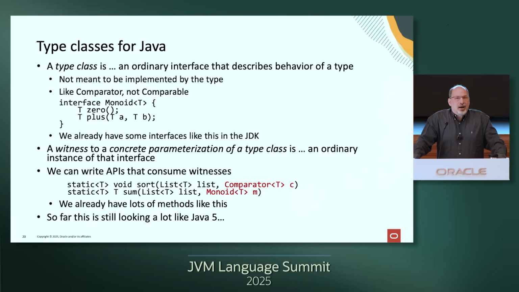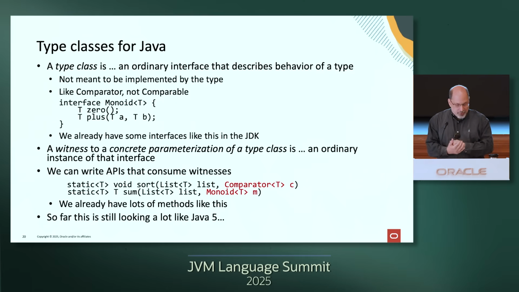So I'm going to say that a type class, in Java, is just an ordinary interface that defines the behavior of a type. So it's probably parameterized by some type. It's not necessarily meant to be implemented by the type. It's more like Comparator than like Comparable. So the type class flavor of Monoid is a little bit different from the interface example I showed you a few minutes ago, because the addition method takes two things to be added up.